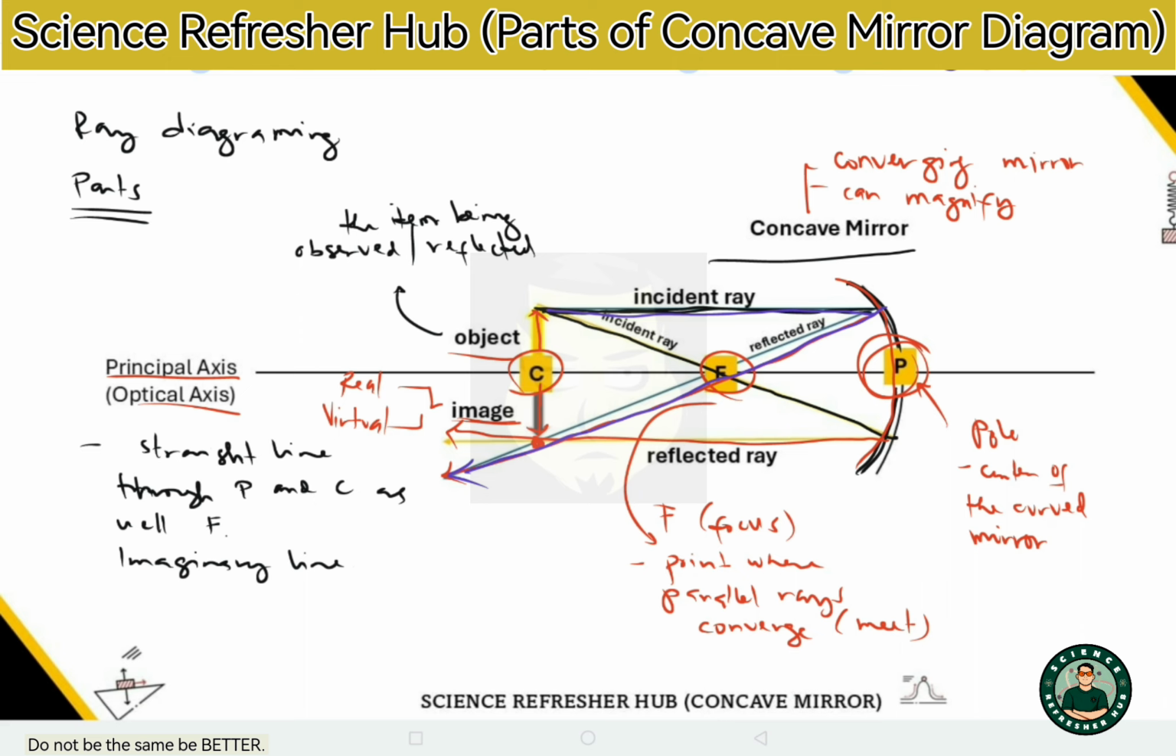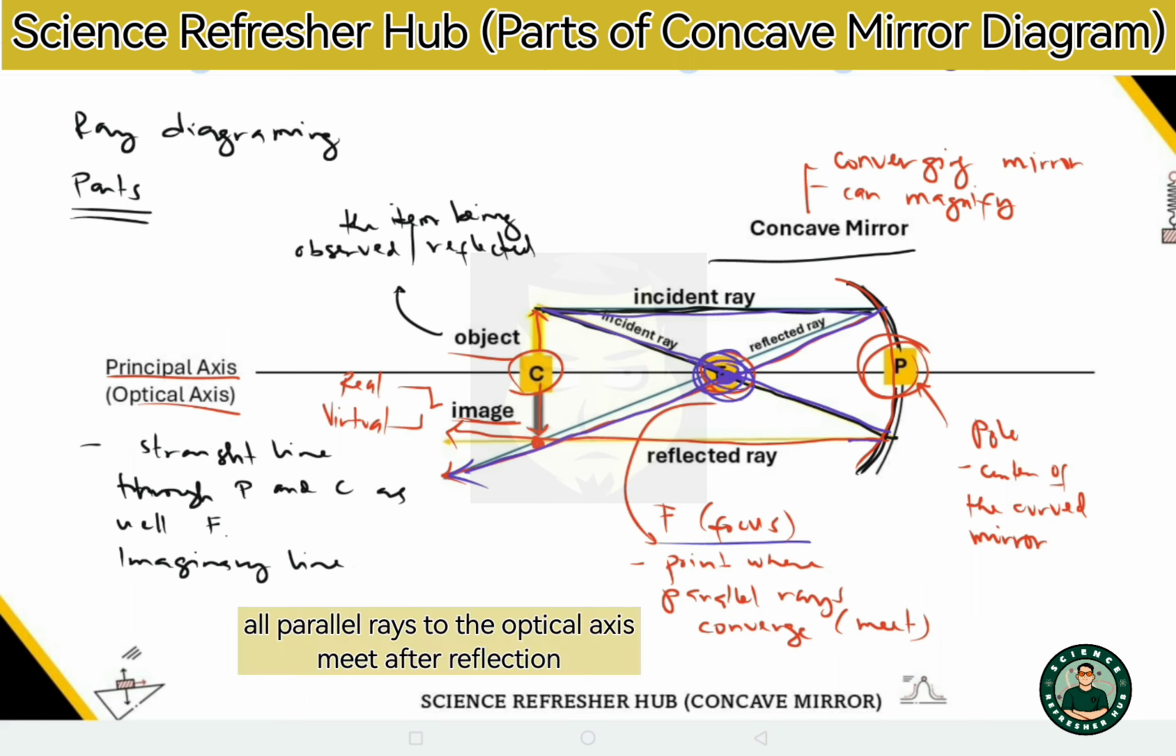And another incident ray, a ray passing through that F point here. This F point here is the focus. It is where parallel rays converge or meet. Okay, and we also have, I will clean it up first.